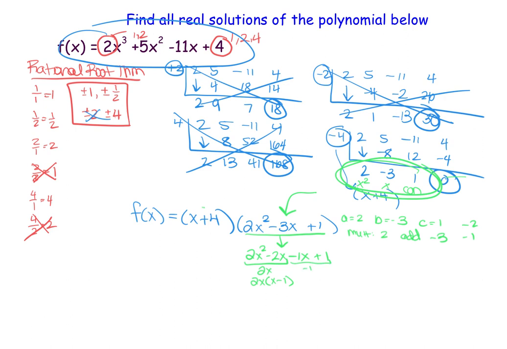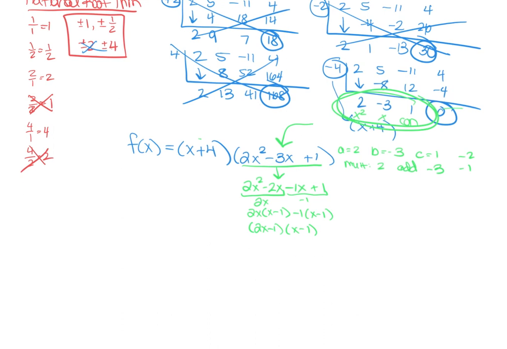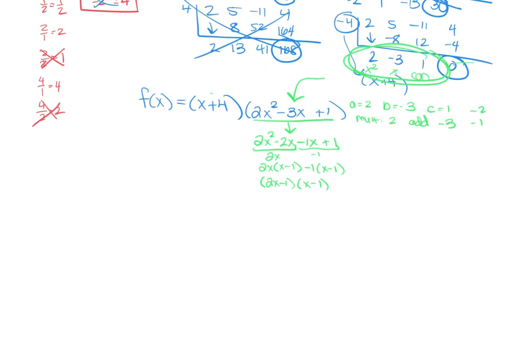Here we could factor out a negative 1, which would then allow us to get that x minus 1 matching, and then we would have 2x minus 1 times x minus 1, and then from here we can plug that all back into our equation. And we would now have a final factored form of f of x is equal to x plus 4 times 2x minus 1 times x minus 1.